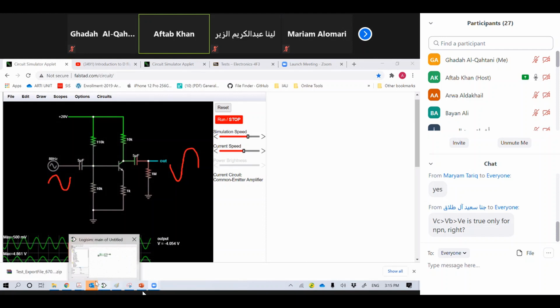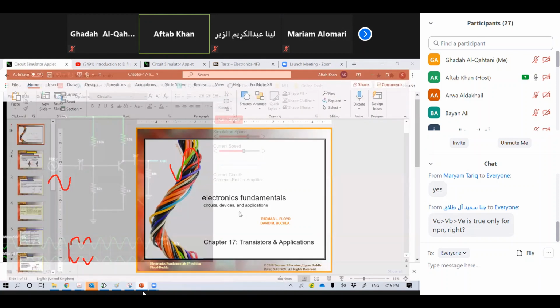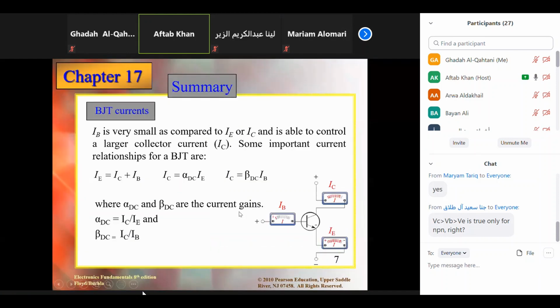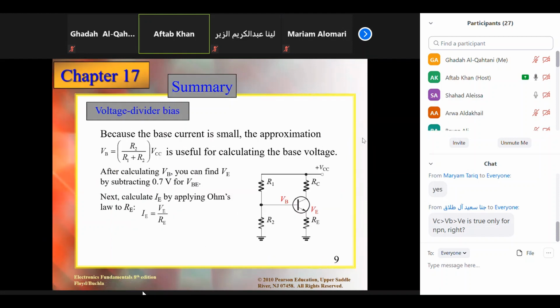Okay, so here you can see something. Okay, so the basics we covered yesterday. Now it is time to solve some questions. This one we finished. Voltage divider, I explained to you yesterday, as you said.